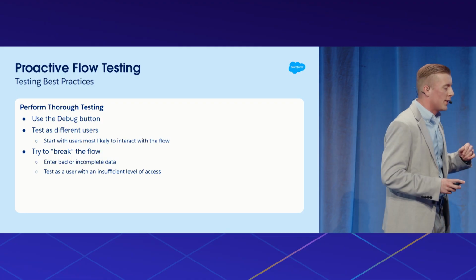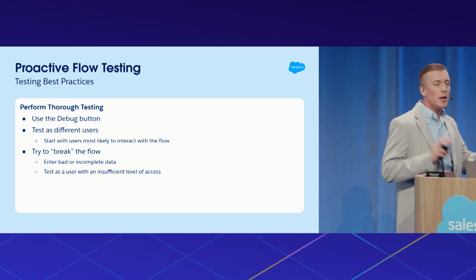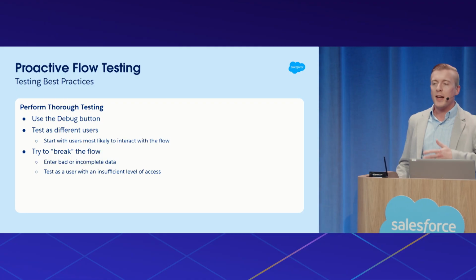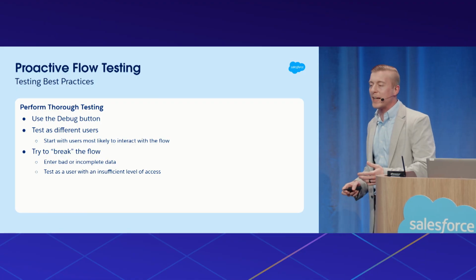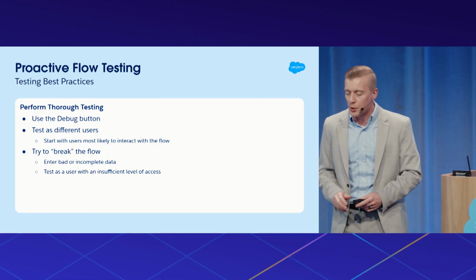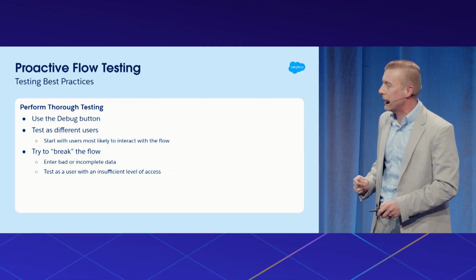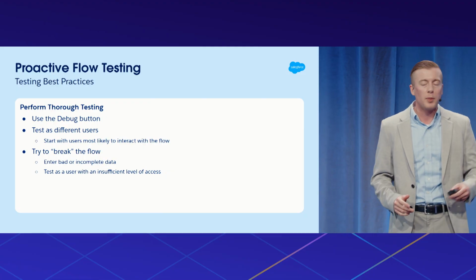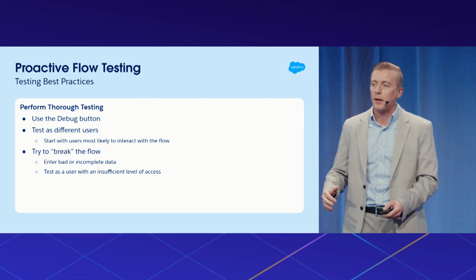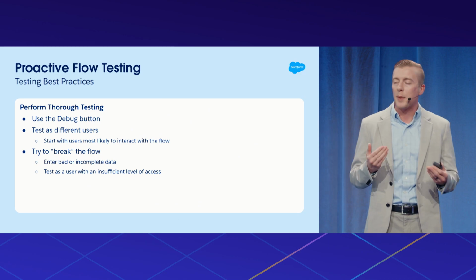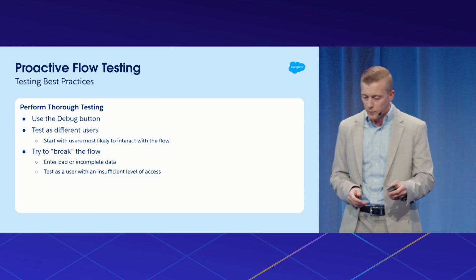On an alternative set of steps that you could do for testing, try to break your flow. Enter in bad or incomplete data intentionally. Test as a user who doesn't have a sufficient level of access. See what happens in the flow. Can they complete it? Is the data clean? Is it not? Make adjustments to your flow accordingly based off of that bad data.